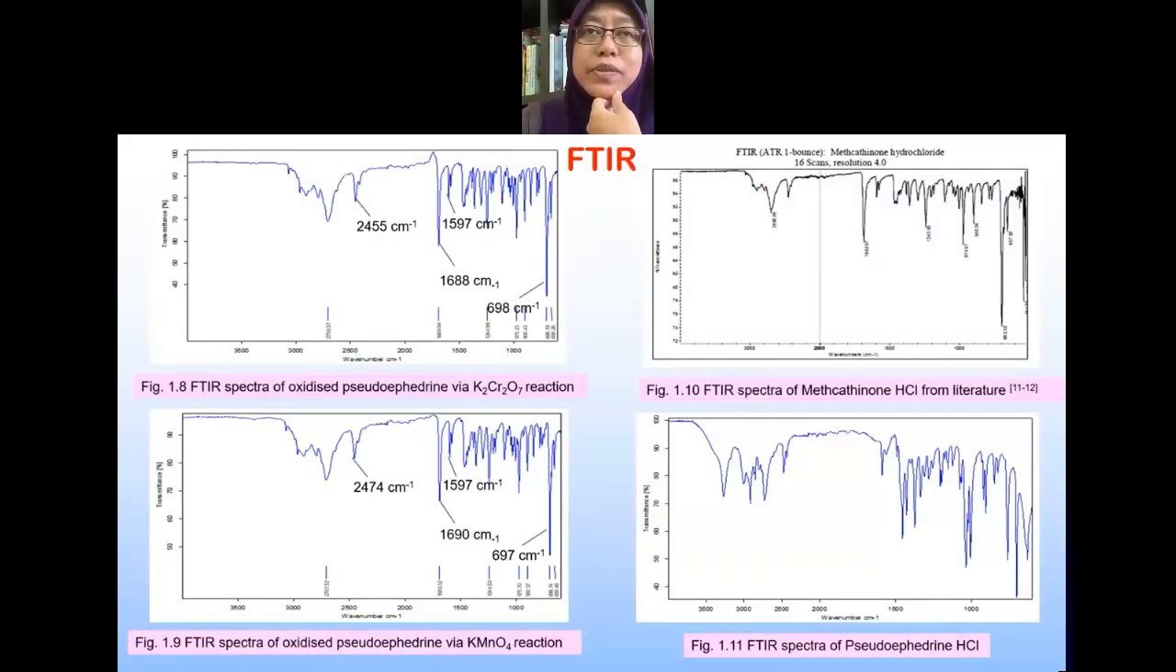Results from FTIR have shown that all the samples from the potassium dichromate reaction and the samples that use lab grade precursor via the potassium permanganate reaction have produced FTIR spectra consistent with the spectra of methcathinone. The prominent band for methcathinone at 1688 corresponds to the carbonyl group's stretch, and other characteristic bands for methcathinone, such as at 2455, 1597 and 698, were observed in both of the spectra.